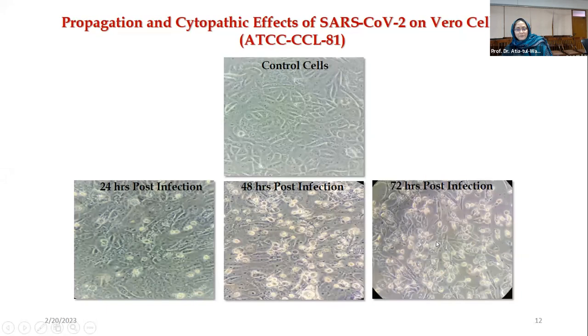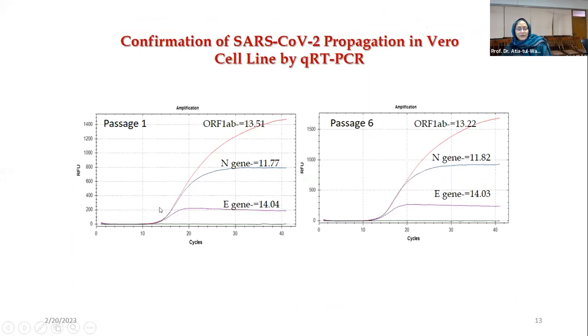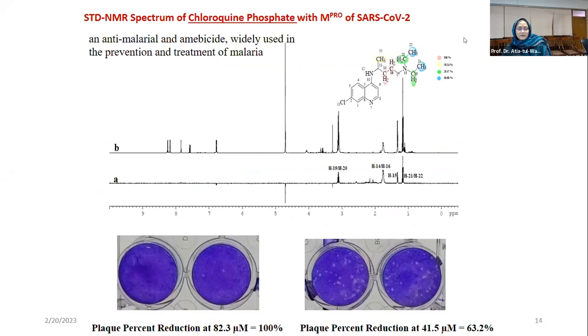And we have further confirmed by isolating the RNA and then performing real-time PCR to identify the different genes, the E gene, N gene, and ORF1, to confirm whether these cell lines have these particular viruses, and then we can incubate along with the compounds. So here I'm giving you some examples.